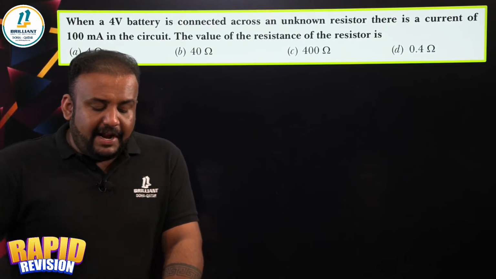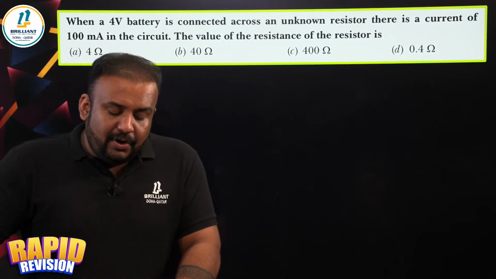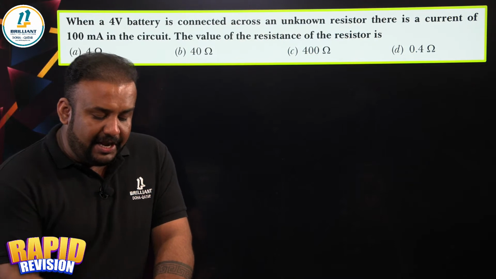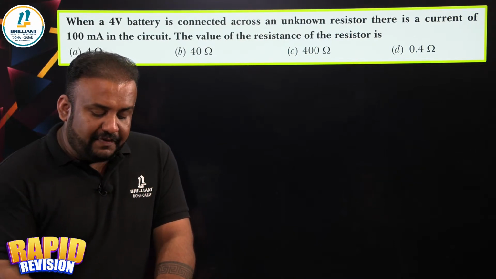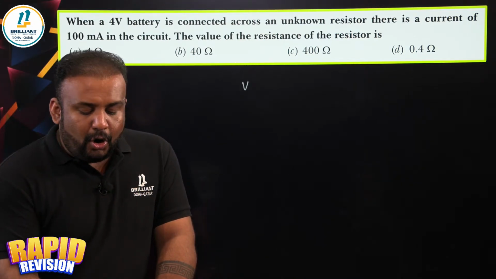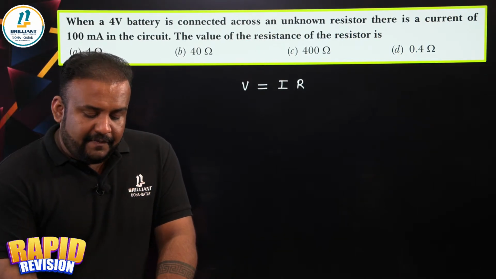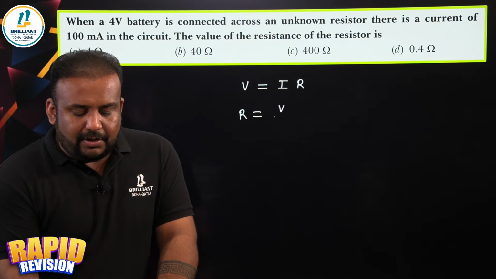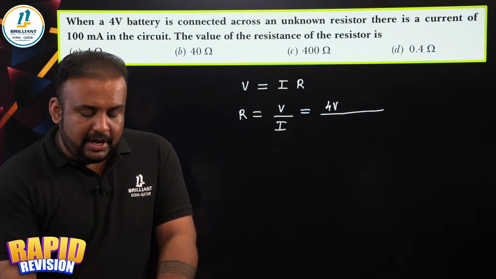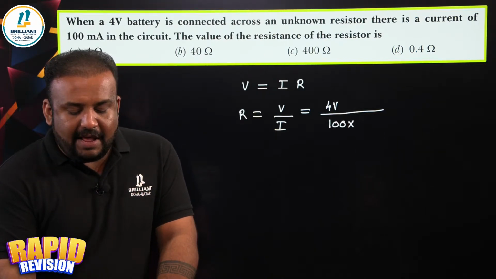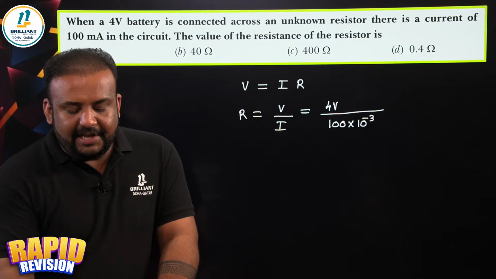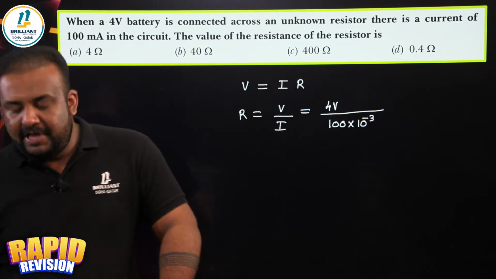When a 4-volt battery is connected across an unknown resistance, there is a current of 100 milliampere in the circuit. The value of the resistance is, you know, Ohm's law says V is equal to I into R. We need to find what is R. R is equal to V divided by I. What is the voltage of the battery? It says 4 volt. What is the current through the circuit? It is 100 milliampere.